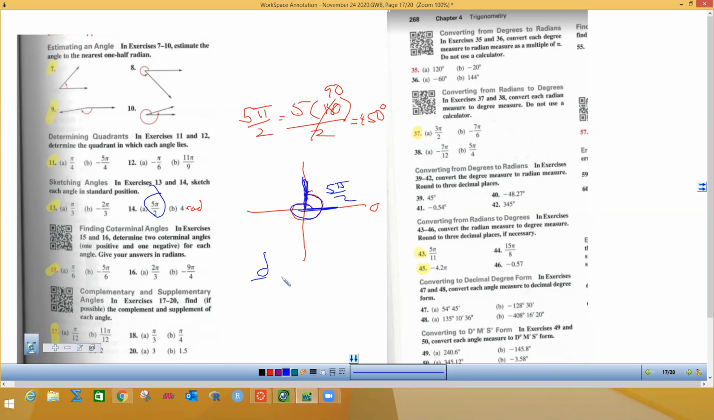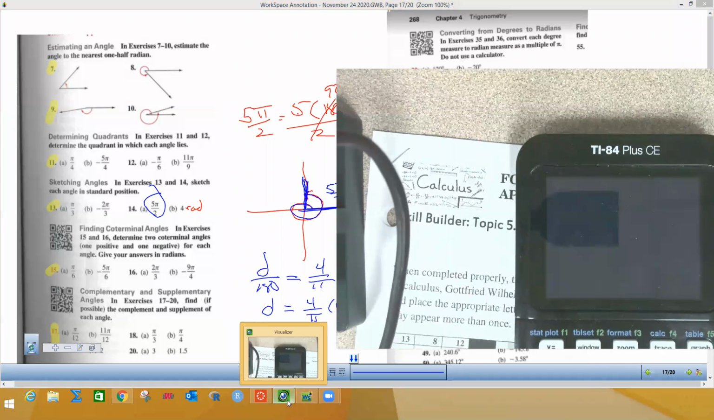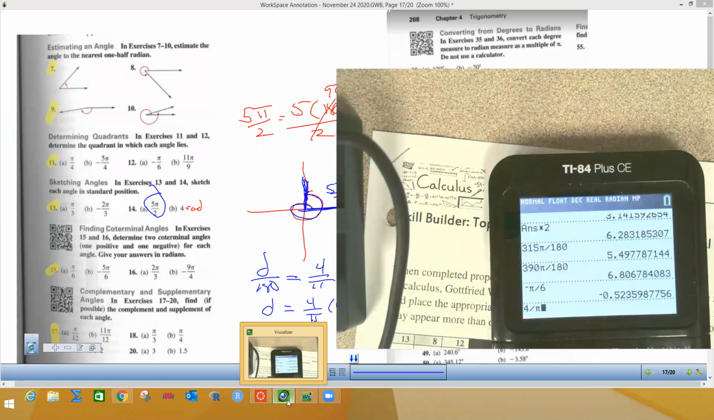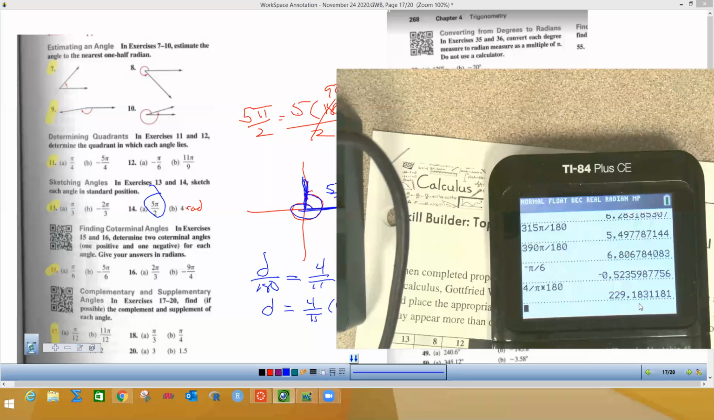Now, to get what 4 radians would look like, again, I would take degrees is to 180 as radians is to pi, and then I'm going to solve this by multiplying that by 180. I don't need the degree symbol though. Okay, so remember, 4 is radians, so I just put a 4 there, and I'm going to type this in my calculator. I'm going to get 4 divided by pi, and then times 180. So that's 229 degrees, a little more than 229.